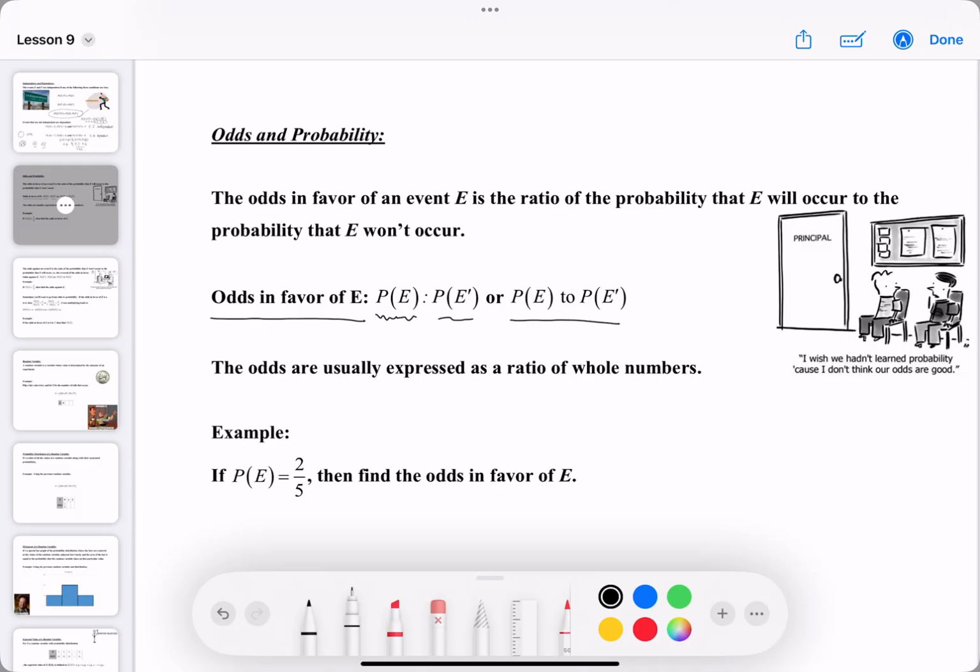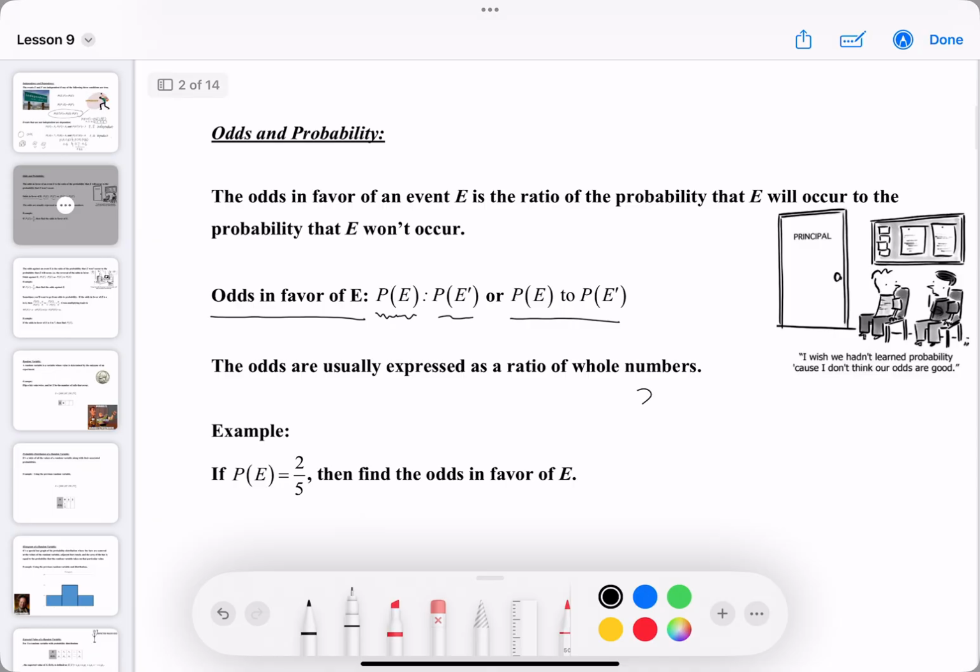The odds are usually expressed as a ratio of whole numbers. For example, 2 to 3 or 7 to 4. You are not having 0.7 to 0.4. You are having whole numbers. You can convert this one to be 7 to 4, so make it a whole number to a whole number.